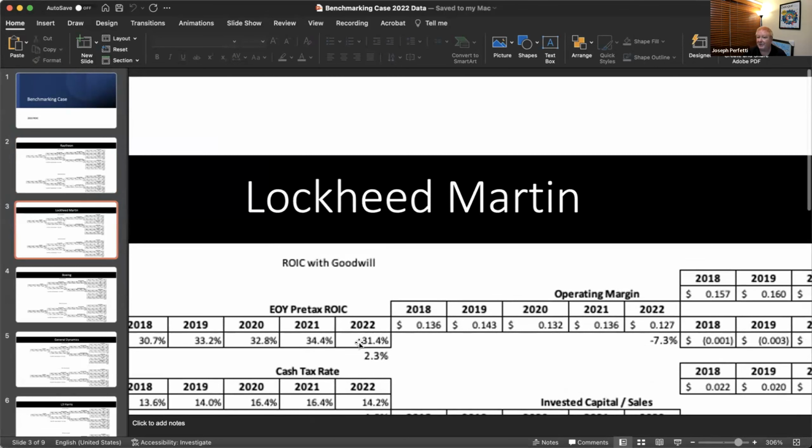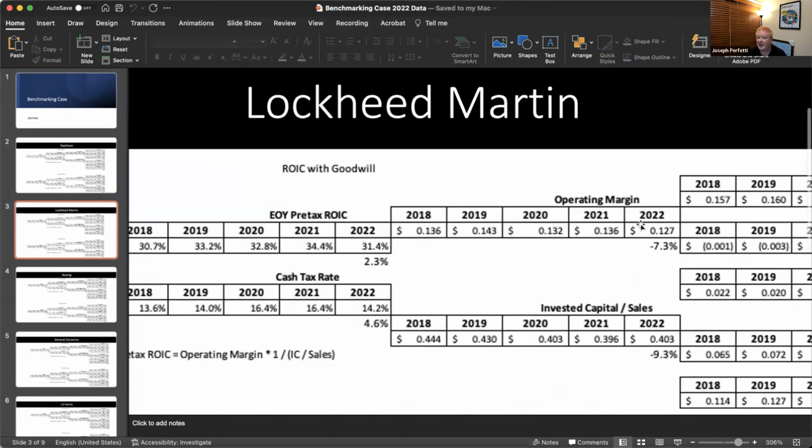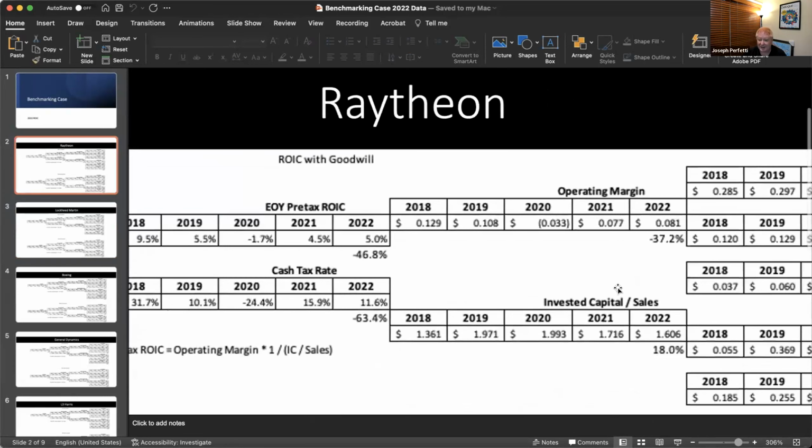Why does Lockheed Martin make 31 cents per dollar? Is it because they're more profitable? No, it's because they invest 1/4 as much, 25% as much, 40 cents. Raytheon has to spend $1.60 to generate the same sales. So Lockheed Martin is spending 40 cents on their programs to generate sales. Raytheon is spending $1.60 on their programs to generate sales.